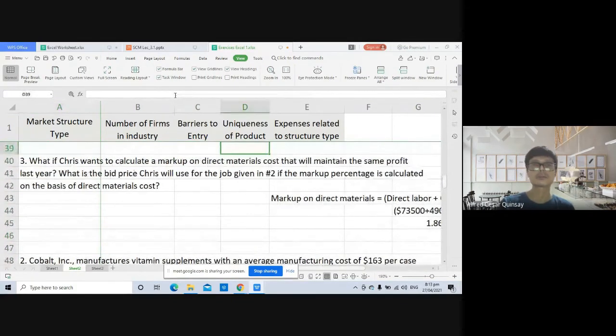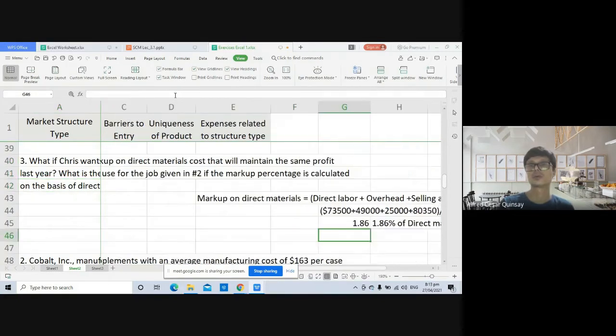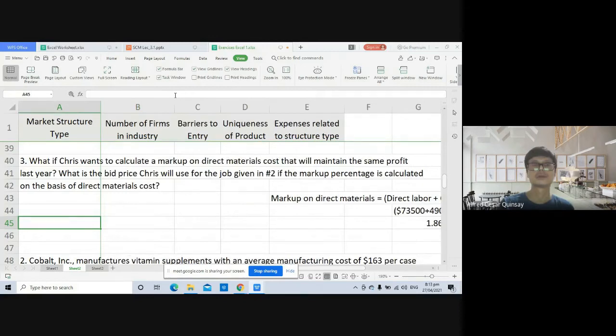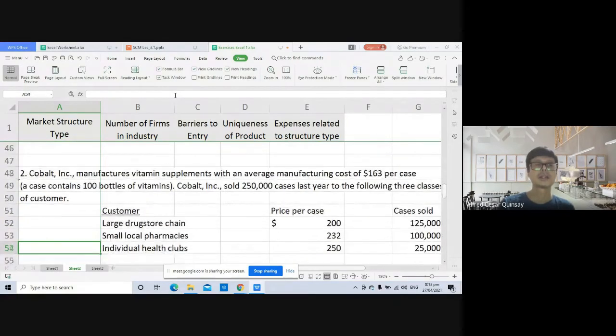So again, what if Chris wants to calculate a markup on direct materials cost that will maintain the same profit last year? So yan, 1.86 of direct materials. Ayun yung bid price niya. Okay, so next problem.